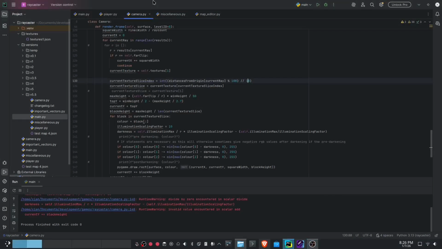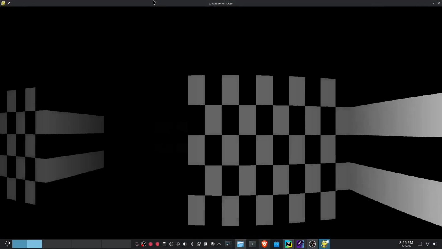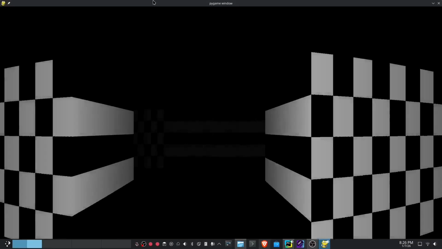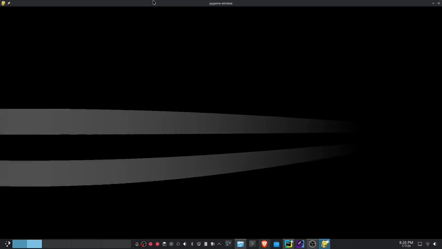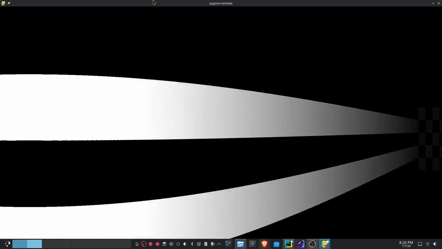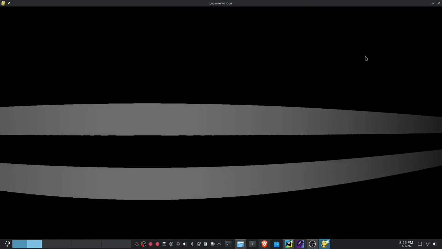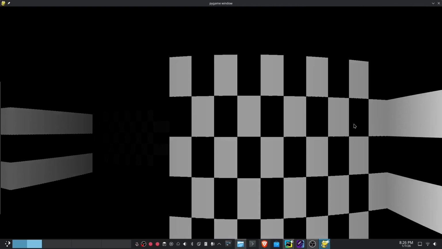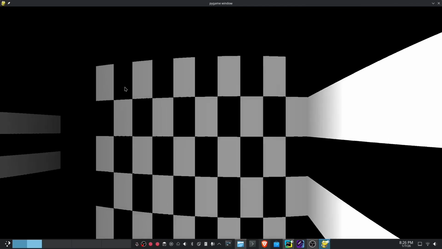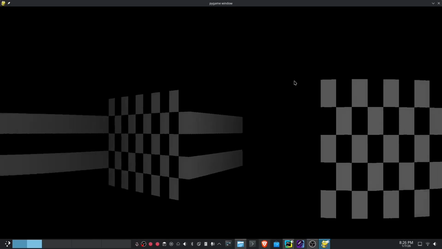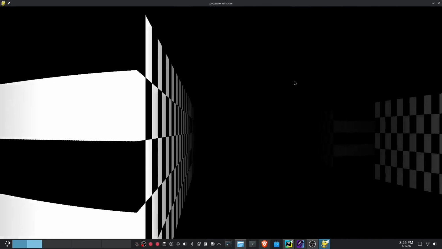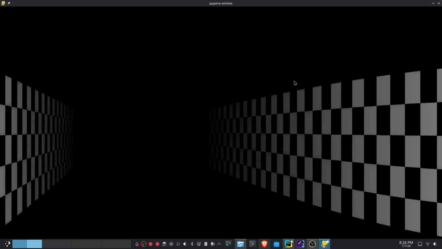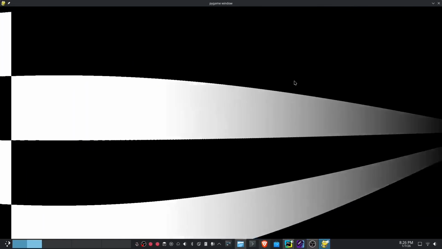Okay, progress. Other than this wall, walls that are aligned with this axis here do indeed have 10 columns. Not sure what's up with this one over here.